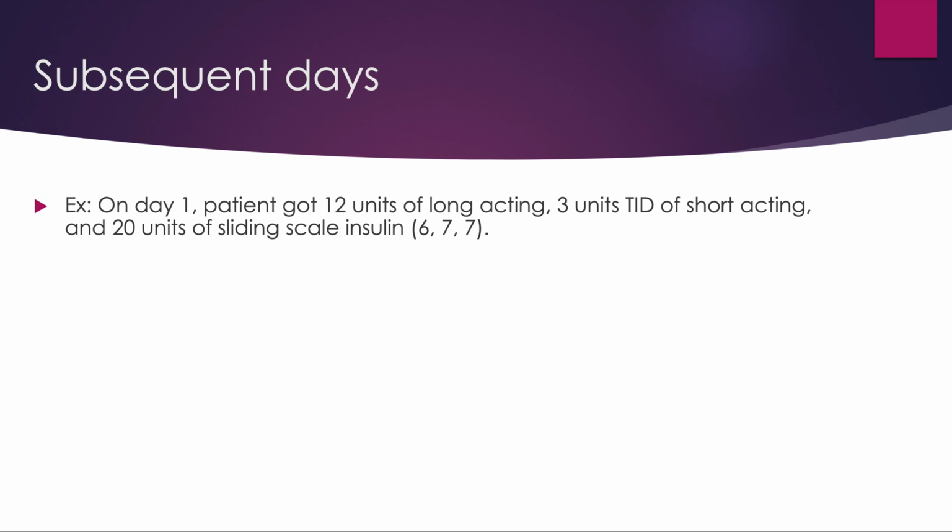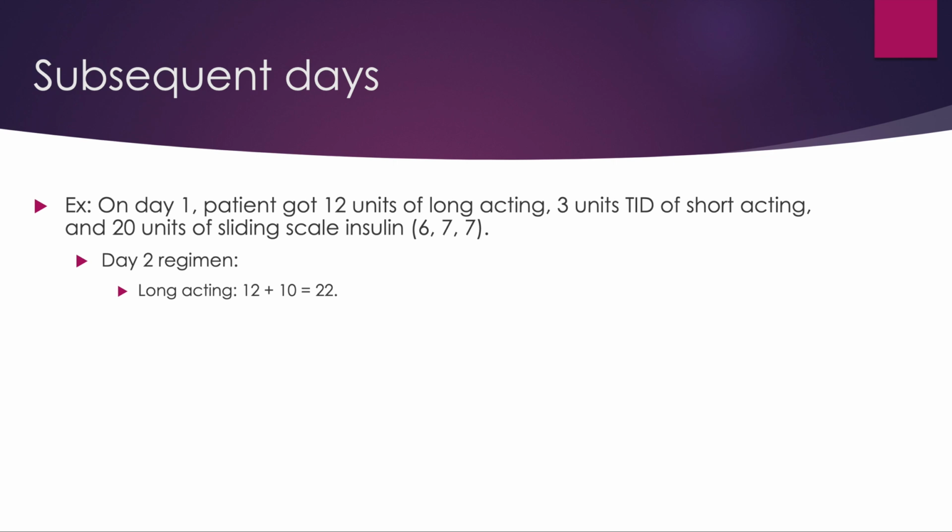For example, let's say on day 1 the patient received 12 units of long-acting insulin, 3 units TID of short-acting, and 20 units of sliding scale insulin. Let's say the sliding scale insulin was given as 6 units, 7 units, and 7 units. On the subsequent day, the way you're going to change the insulin regimen is that of the 20 units of sliding scale, you're going to give 1/2 of that as long-acting insulin. The patient was receiving 12 units as long-acting before, so you add 10, which is half of 20, so you're going to give 22 units as long-acting insulin, and the remaining half of 20 is another 10.